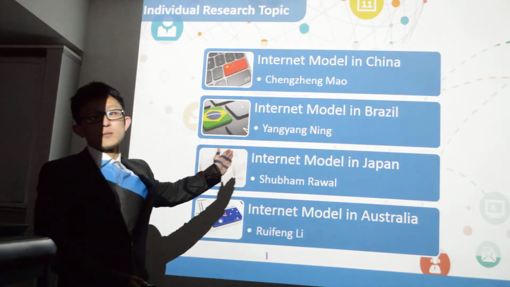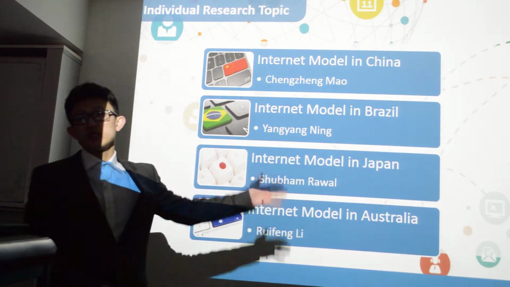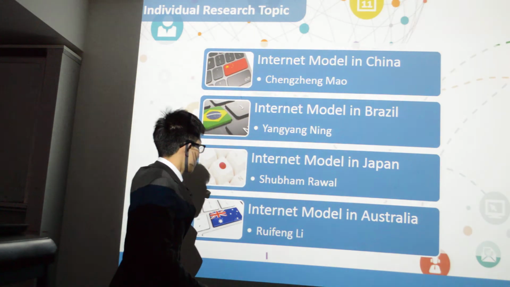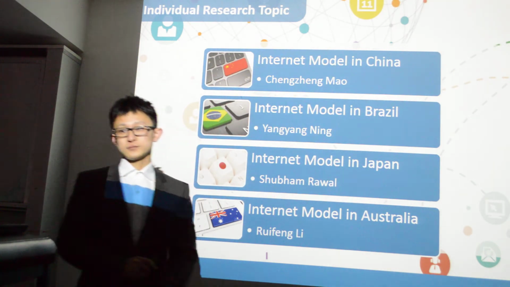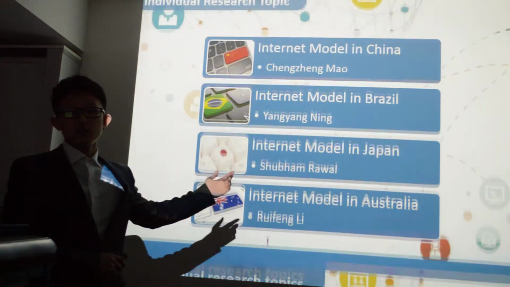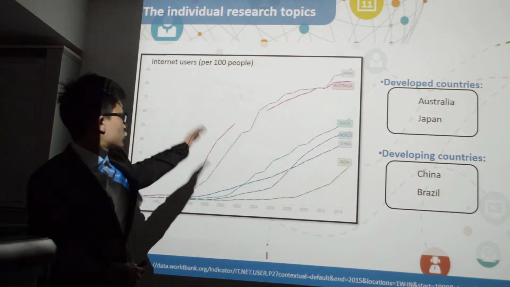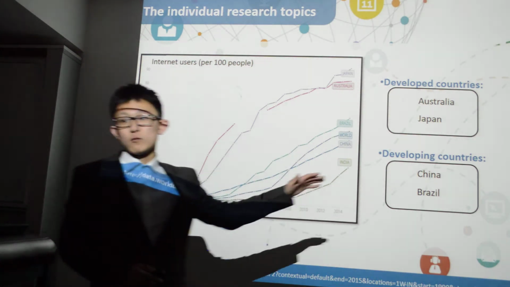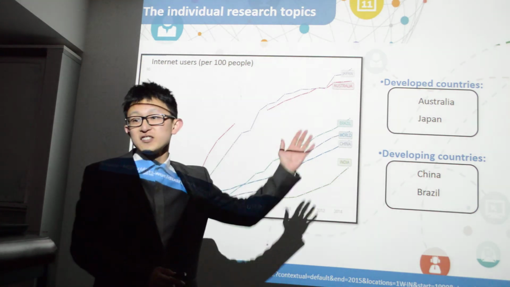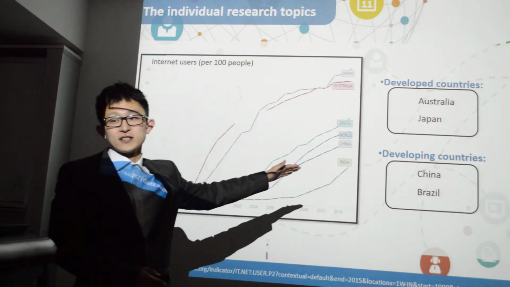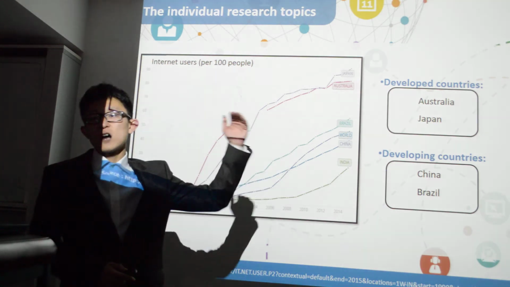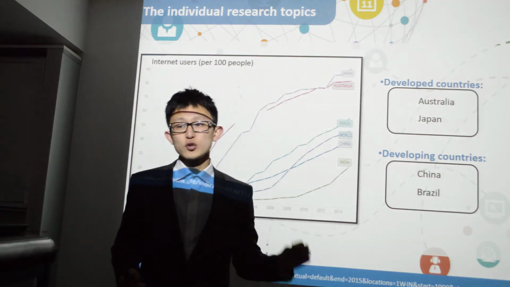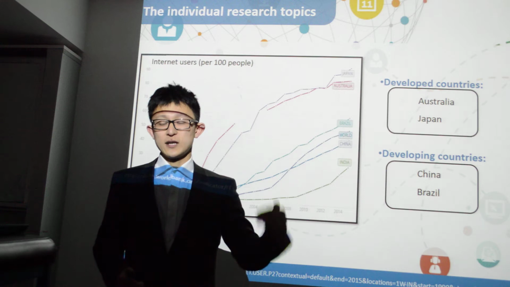In order to seek feasible solutions to this problem, our team referred to internet models in 4 countries, which are China, Brazil, Japan, and Australia. They include 2 developed countries and 2 developing countries, and the internet access rates of these countries are all higher than India, in which the internet penetration rates in Australia and Japan are remarkably higher than that in India. So there must be some successes that can be used to increase the India internet penetration rate.